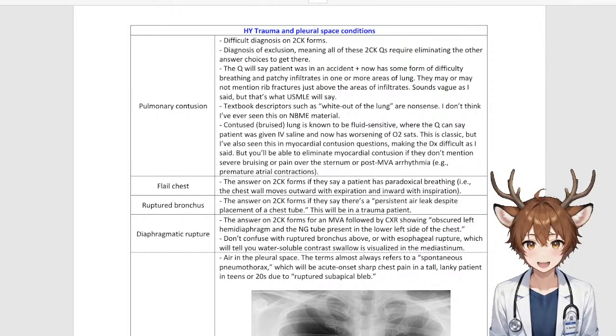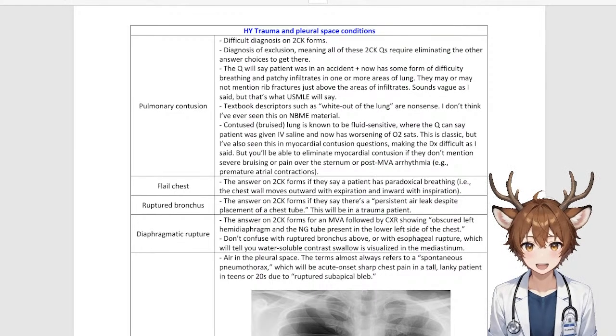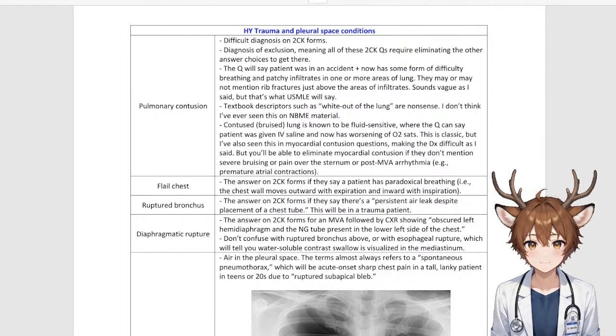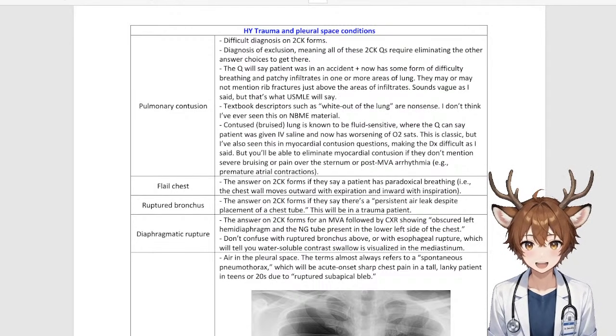High yield trauma and pleural space conditions.